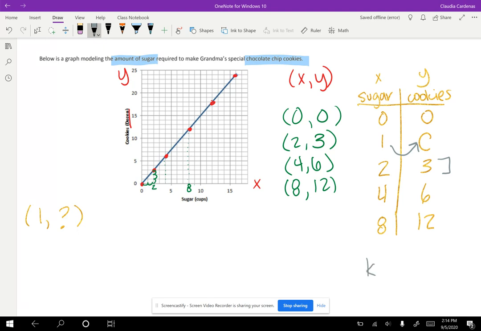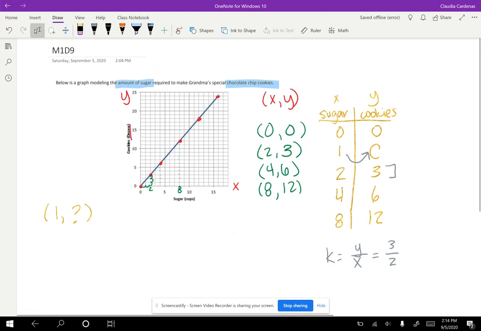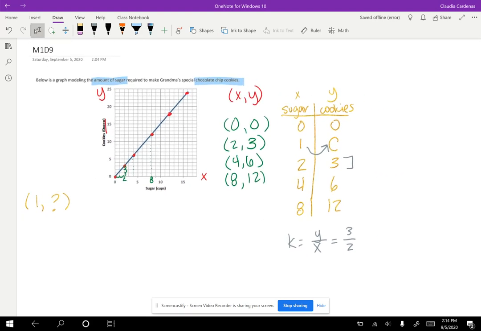And I remember that k is y over x, so 3 divided by 2, or in other words, 3 dozen cookies divided by 2 cups of sugar. Put in our decimal and our 0. And 2 goes into 10 5 times. So that means she can make 1.5 dozen cookies. All right, so I know what y is now, so 1.5. So this would be the ordered pair, and this would be what it looks like in a table, okay?